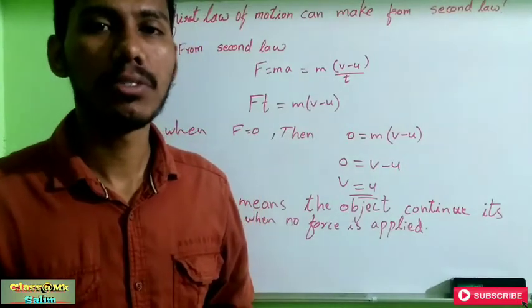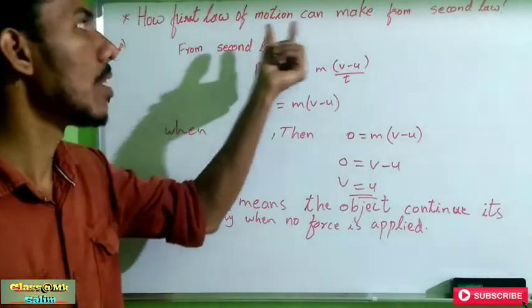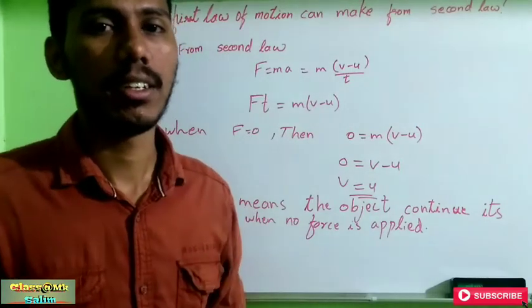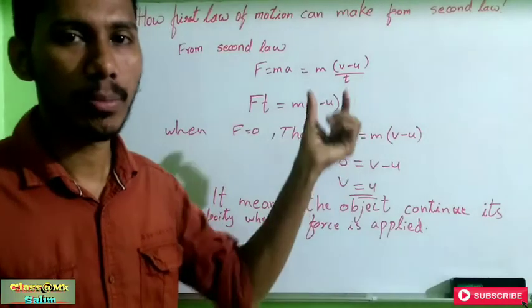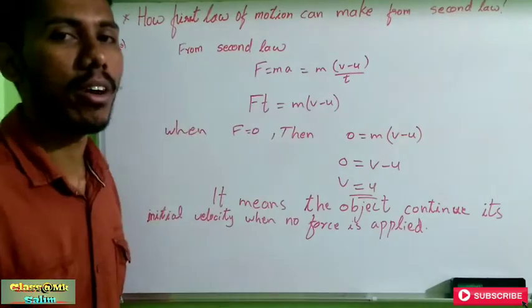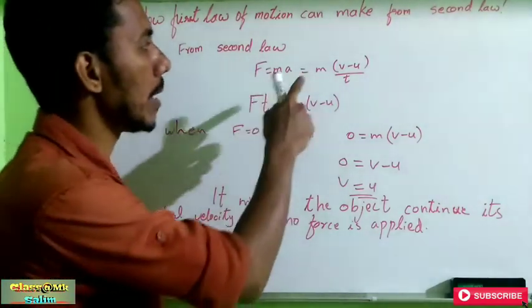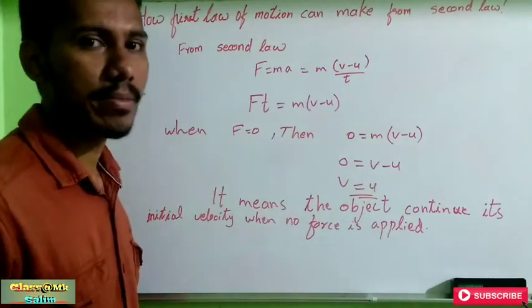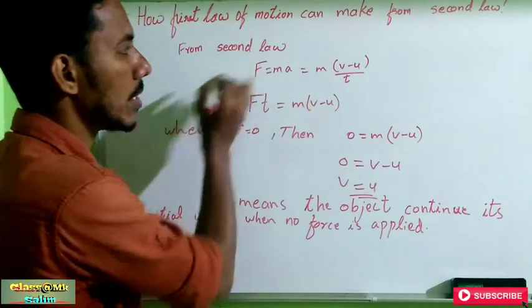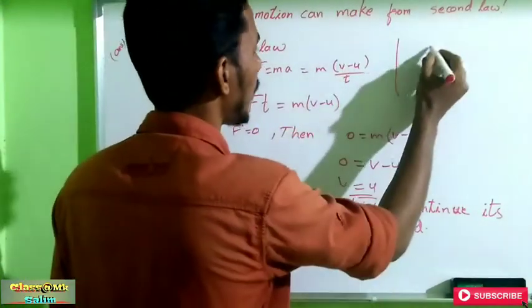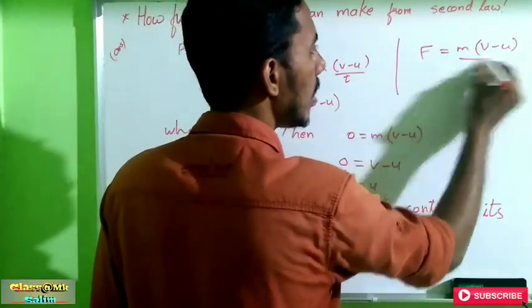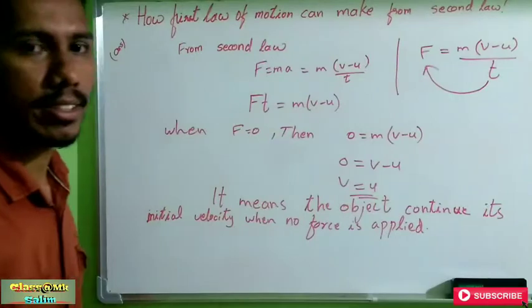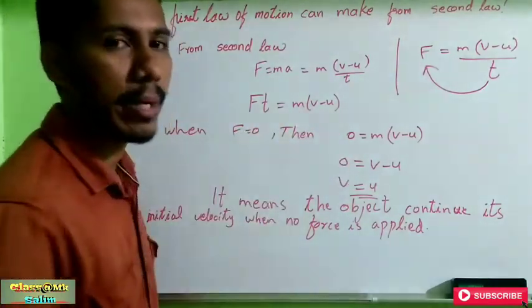Then, how can the first law be derived from the second law? From Newton's second law of motion, we want to get the first law. Let us check the process. First we take the equation of Newton's second law, that is F = ma = m(v - u)/t. We already know it. Then rearrange it. This t is in the division part, so we take this t to the LHS. Then we get Ft = m(v - u).